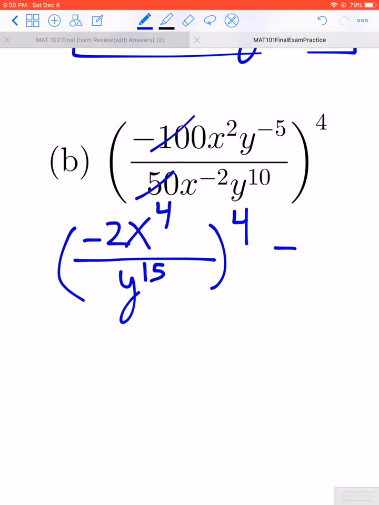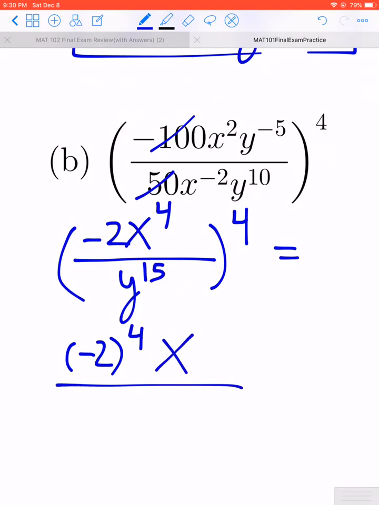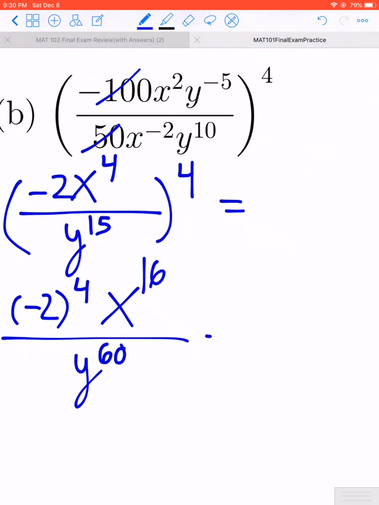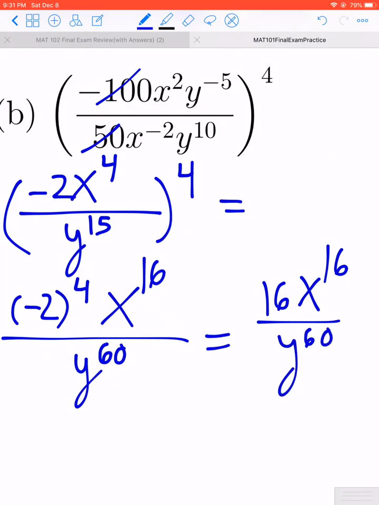Once we're here, we now need to raise each term on the inside to the 4th power. So I'm going to have negative 2 to the 4th. We're going to have x to the 4th to the 4th. That's a power to a power, so I need to multiply the exponents. Similarly, in the denominator, I have y to the 15th to the 4th. Power to a power, I need to multiply. That should give us 60. And then we can just work out the negative 2 to the 4th. That should be a positive 16. So we get 16 x to the 16th divided by y to the 60th.